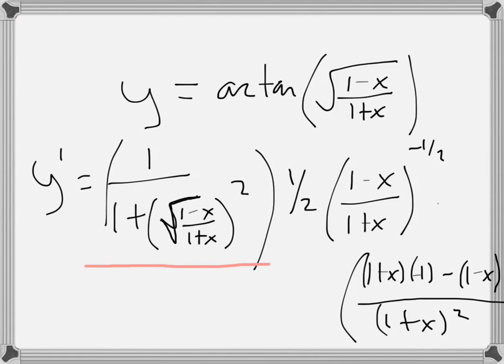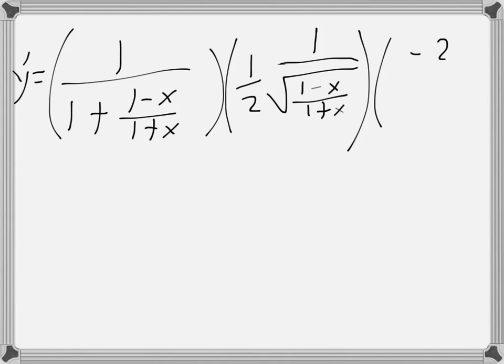And our third factor, well, let's look at that numerator. So I'm talking about right here. That's minus 1 minus x minus 1 plus x. So those x's will cancel. And that's just minus 2 for that numerator. So that means that for my third factor, I have minus 2 over 1 plus x quantity squared.